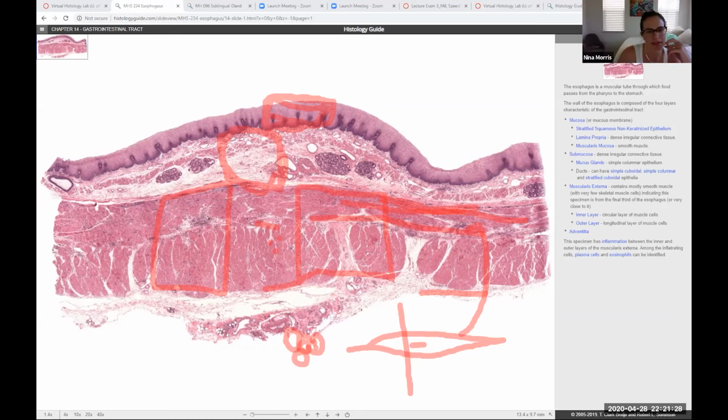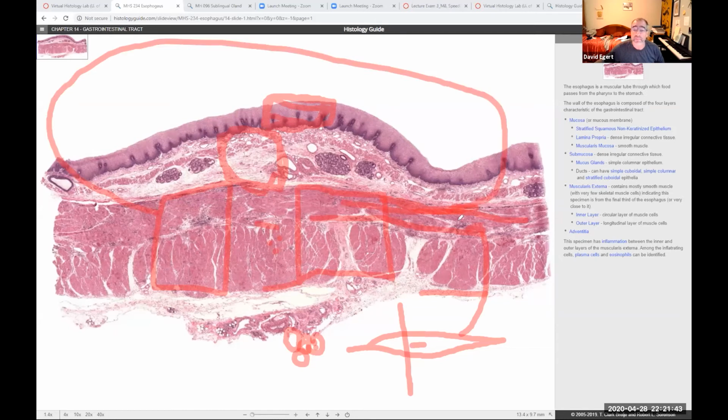Are they always in that orientation, like the circular on top of the longitudinal? Circular is always the first one. So I can tell you for sure that this is a cross section of the esophagus because these are going this way. If I had a longitudinal section, then the circular ones would look head on. Yeah, so that's a good question. The layer closer to the lumen is always circular.